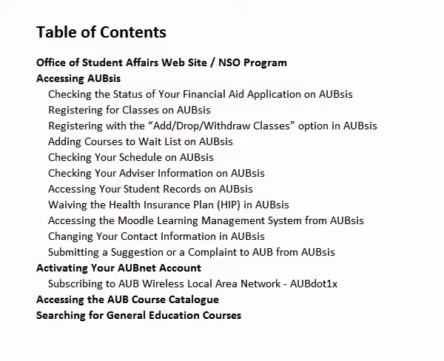The purpose of this video tutorial is to help you understand the enrollment steps needed to become an active student at AUB. This tutorial will enable you to register for the orientation program, access your student record to add and drop courses, activate your AUBNet account, and so forth. I will be providing you with an overview of the main features of the AUB Student Information System, or, as students call it, the AUBsis.